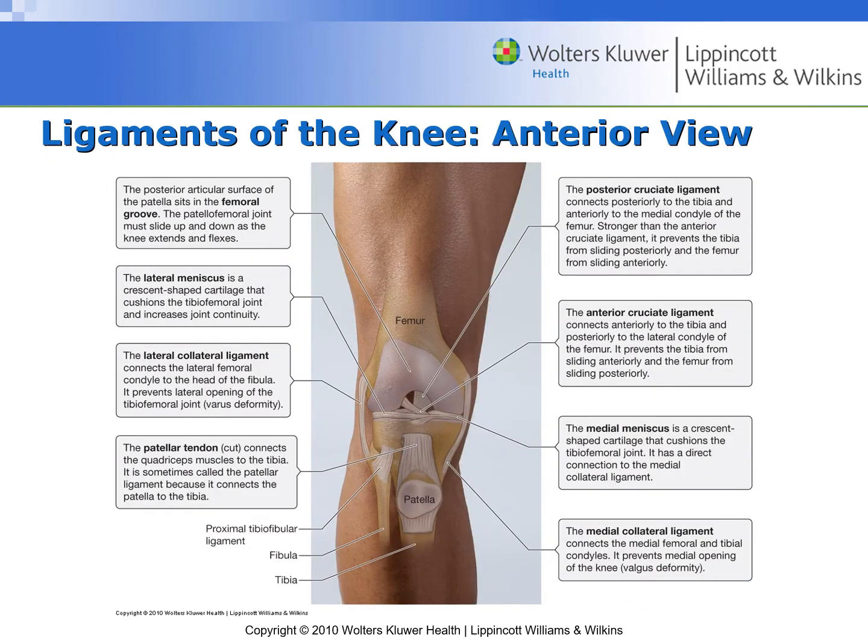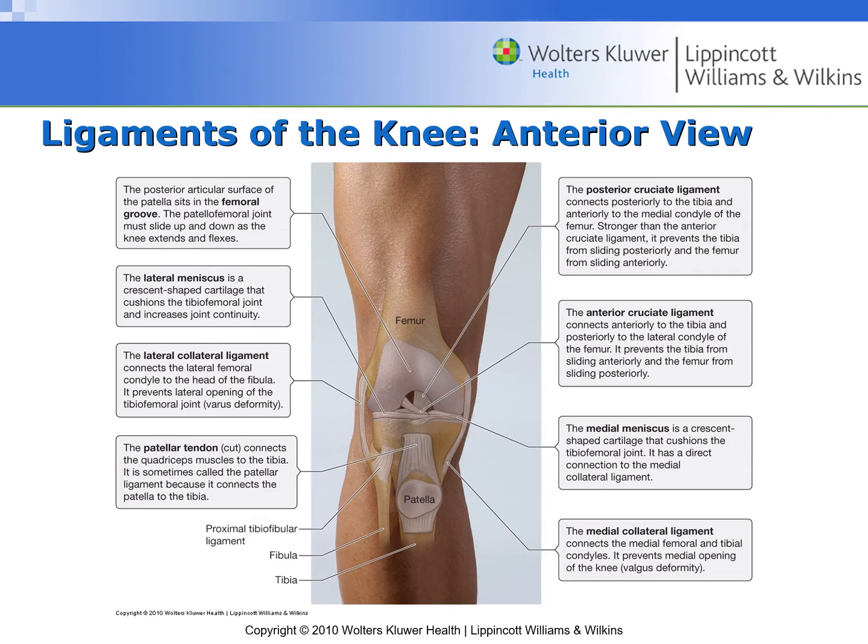And now let's consider the ligaments of the knee from an anterior view. The posterior articular surface of the patella sits in the femoral groove. The patellofemoral joint must slide up and down as the knee extends and flexes. The lateral meniscus is a crescent-shaped cartilage that cushions the tibiofemoral joint and increases joint congruity. The lateral collateral ligament connects the lateral femoral condyle to the head of the fibula. It prevents lateral opening of the tibiofemoral joint, or varus deformity. The patellar tendon, cut, connects the quadriceps muscles to the tibia. It is sometimes called the patellar ligament because it connects the patella to the tibia.